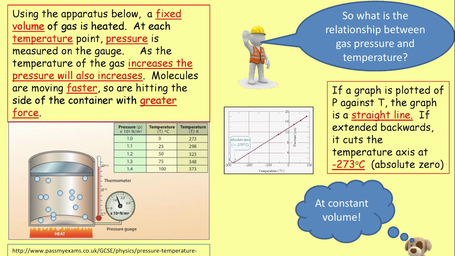If a graph is plotted between pressure and temperature, we get a straight line. If extended backwards, it cuts the temperature axis at minus 273 degrees Celsius.